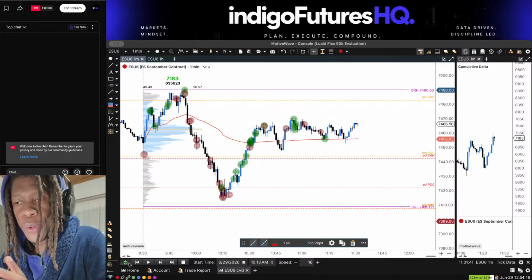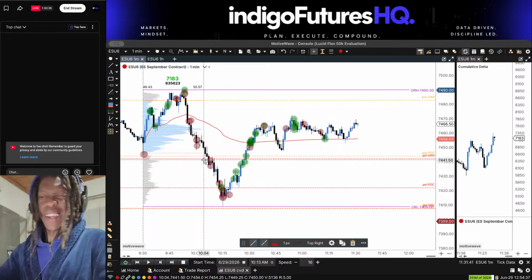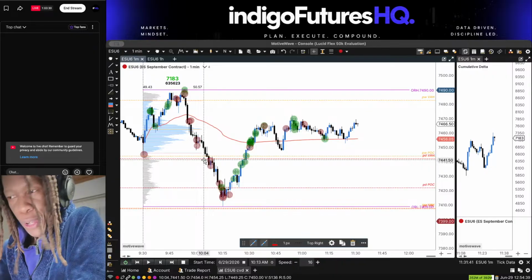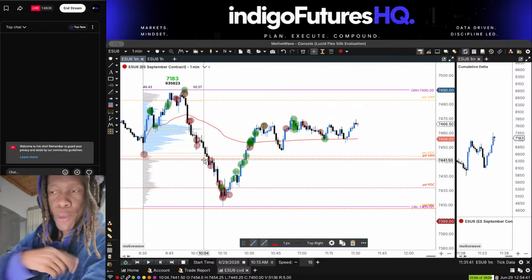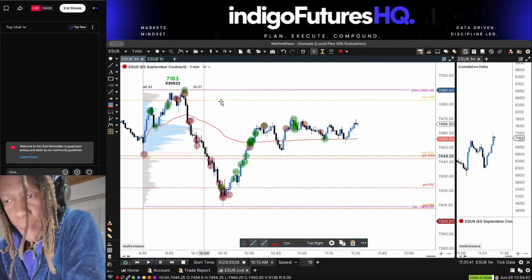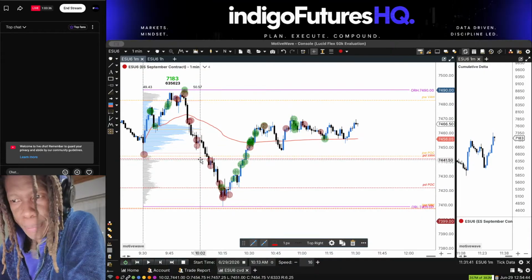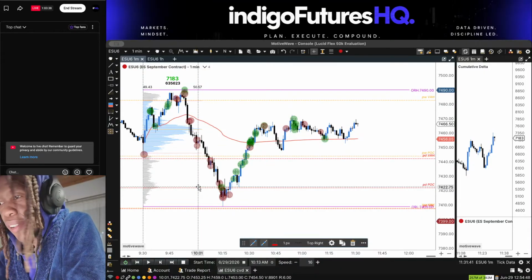I know he probably caught one of these moves. Maybe this would have been early because I know his window starts 30 minutes into New York. So probably a fade of this. Yeah, probably tried the Dalton rule, to be honest. I haven't watched his trade recap yet, but I have a feeling he probably tried that.